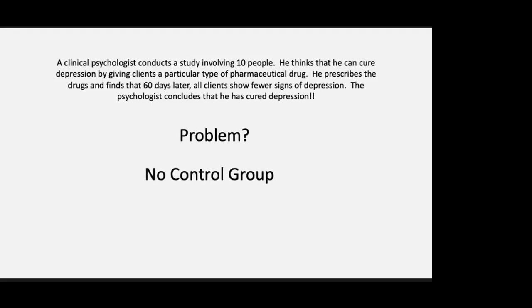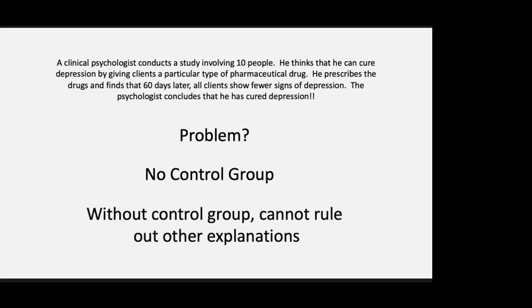No control group, right? So he has 10 people, he gives them all the same drug, and then he says, okay, none of them have depression anymore, and it's because of my drug. But he doesn't know that, because without the control group, you cannot rule out other explanations. Okay. Maybe life circumstances changed for all those 10 people. Maybe it wasn't just the drug. Maybe other things changed in their life, right? But we don't know that because there's not a control group that didn't get the drug, right?